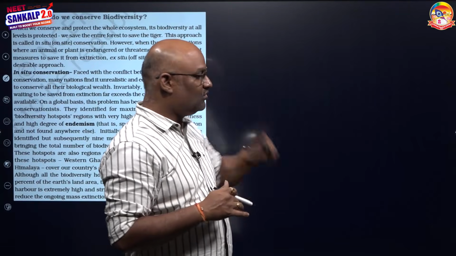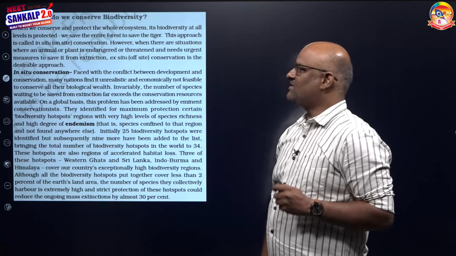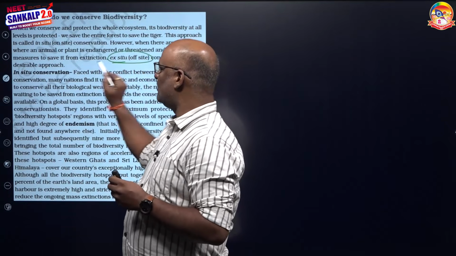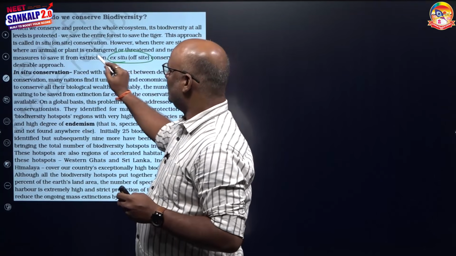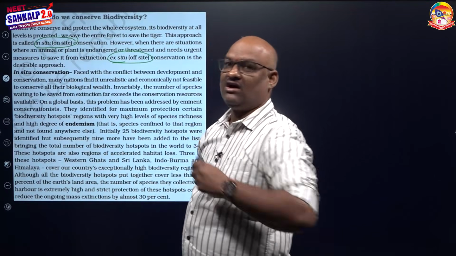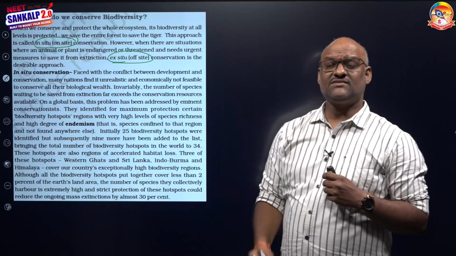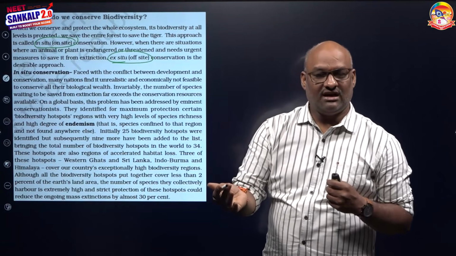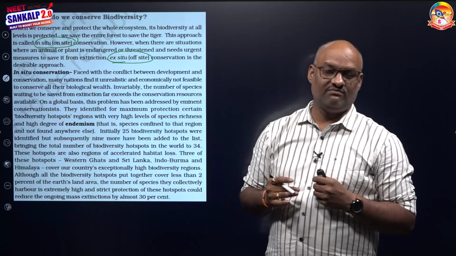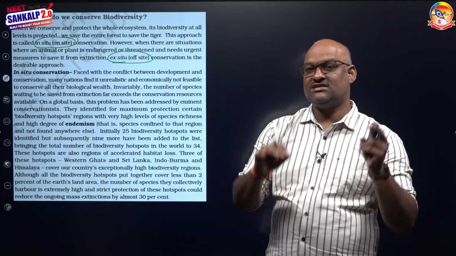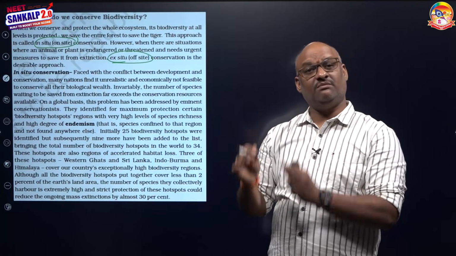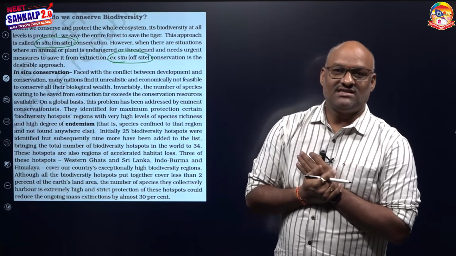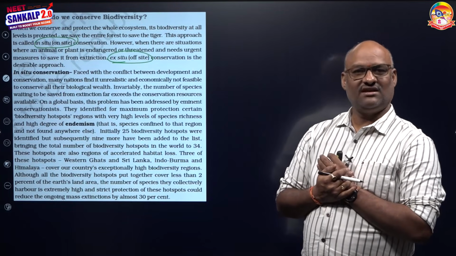Now let us see how to conserve biodiversity. For conservation of biodiversity, we have two methods: ex situ conservation or off-site conservation, and in situ conservation, also called on-site conservation. If we conserve the plants and animals in their own natural habitats, that is called in situ conservation. If we conserve the plants and animals by taking them away from their natural habitats, keeping them in artificial habitats and protecting them, this is called ex situ conservation or off-site conservation.